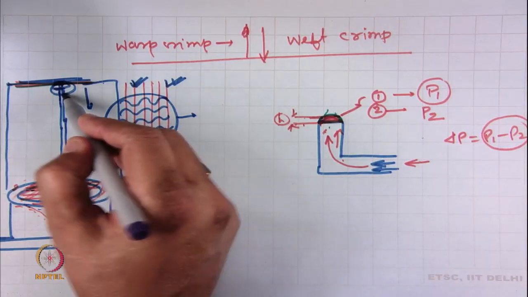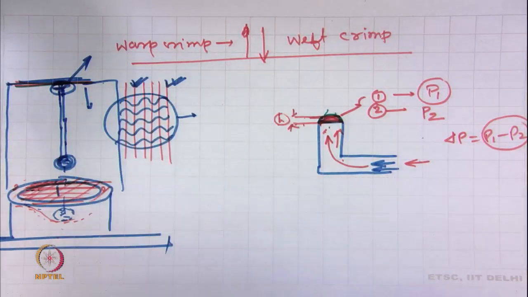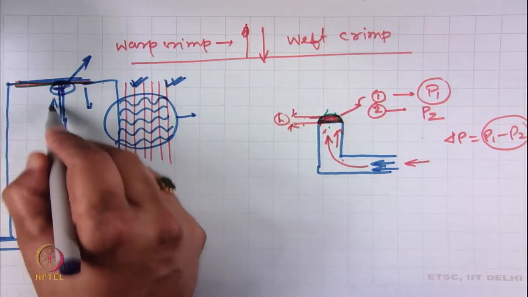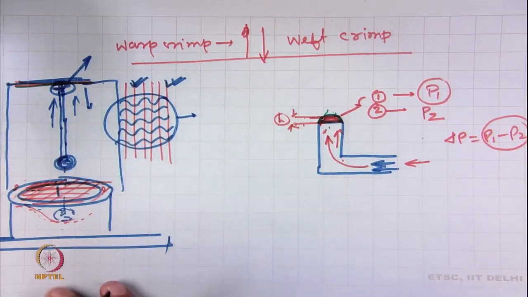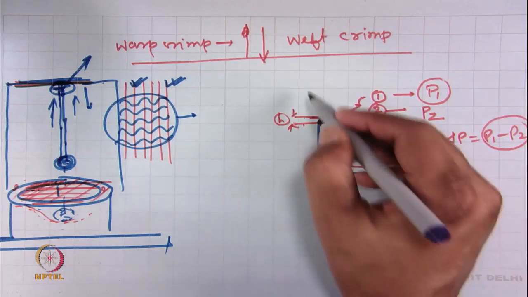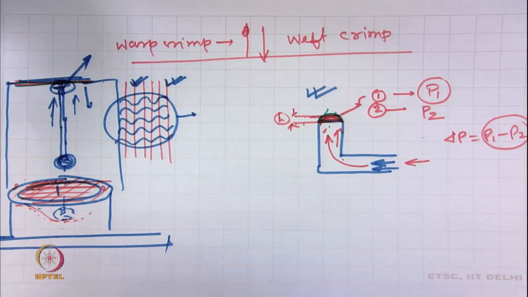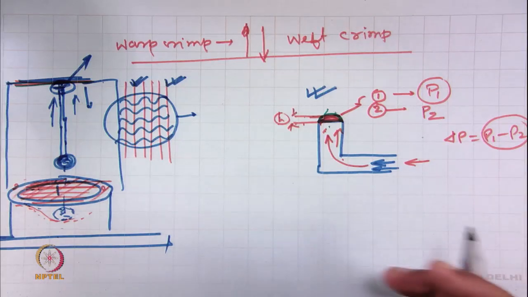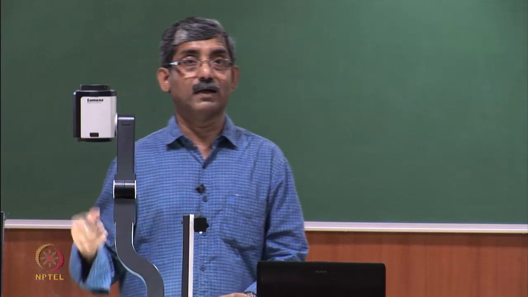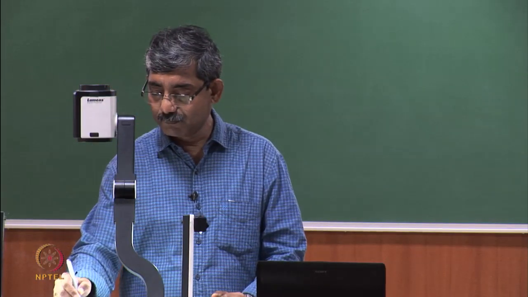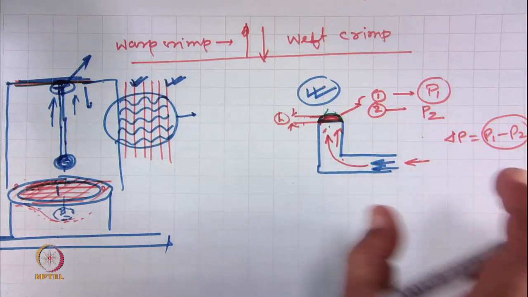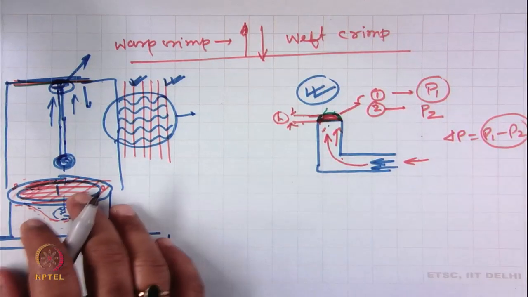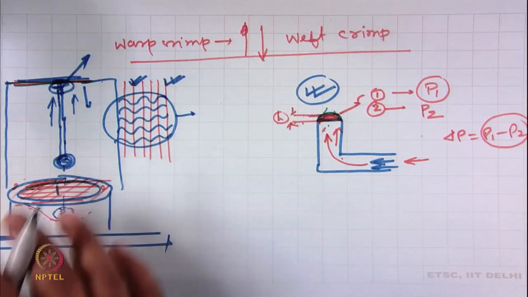The transducer, the load cell, is a compressive type load cell. So it will be loaded in this direction. Earlier, in the diaphragm type bursting strength tester, we measured in terms of pressure, Newton per square meter or Pascal, or some other unit. But here we measure in terms of strength, Newton.